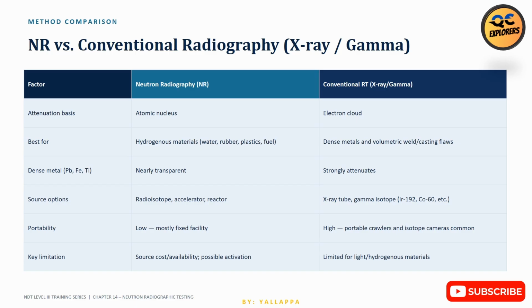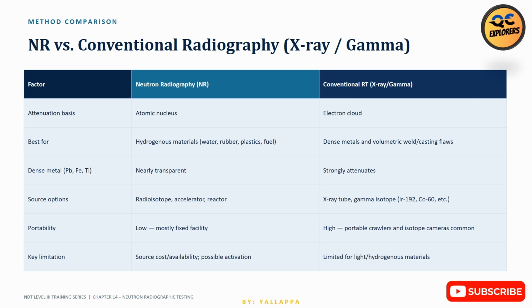Let's begin with the basic principle. Conventional radiography uses photons, either X-rays produced electrically or gamma rays emitted from radioactive isotopes. These photons interact primarily with the electron cloud surrounding atoms. Because dense materials contain more electrons, they absorb more radiation. As a result, heavy metals such as steel, lead, and tungsten appear with high contrast, making conventional radiography an excellent method for inspecting welds, castings, pressure vessels, and structural components.